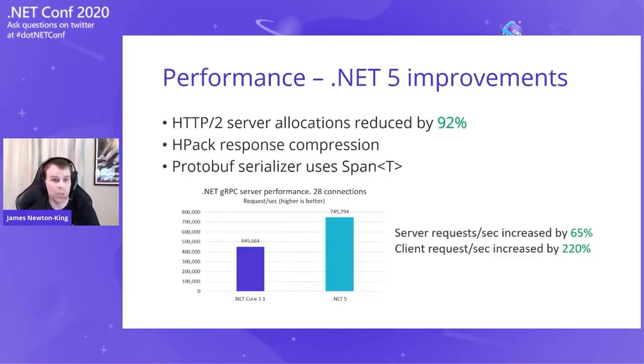So what's the end result of these performance improvements? Our server requests per second have increased by 65%, and client requests per second have increased by 220%. So these are the improvements that you see in .NET 5 compared to .NET Core 3.1.